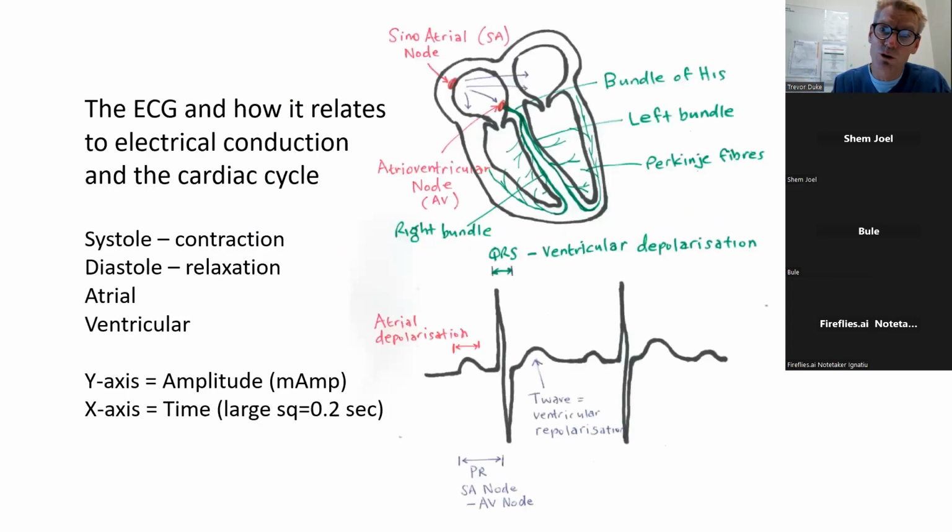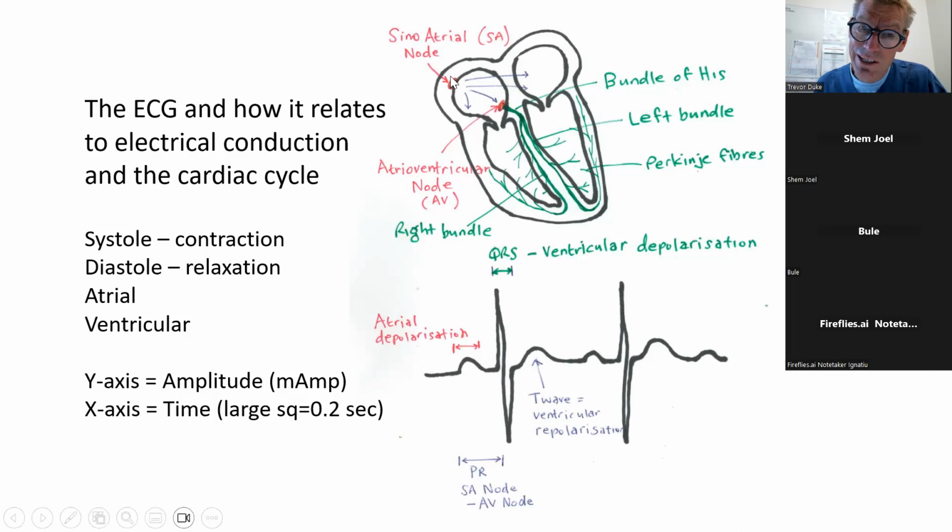So I wanted to talk a little bit about the underlying principles of the ECG, because if you understand that, then you can really understand what the ECG is. It's important to understand how the ECG relates to electrical conduction through the heart and how it relates to the cardiac cycle. If you understand the flow of electrical activity through the heart and what the different parts of the ECG mean in terms of the different parts of the cardiac cycle, then you're really on the way to understanding the ECG.